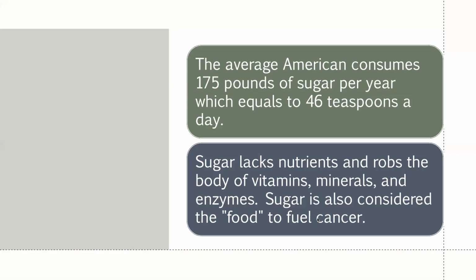The average American consumes 175 pounds of sugar per year. Yikes, that's a lot, which equals about 46 teaspoons a day. And this could be some old statistics. It could be more nowadays. But sugar lacks nutrients and it actually robs your body of vitamins, minerals, and enzymes. Sugar is also considered the food to fuel cancer. So it's pretty much poor sugar. It gets a bad rap, but it's really robbing your body of what you need.